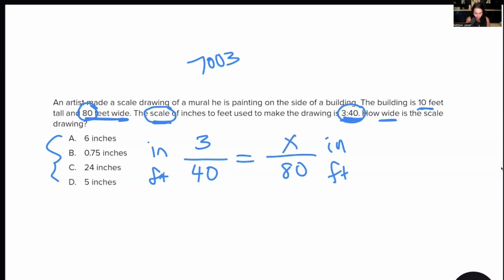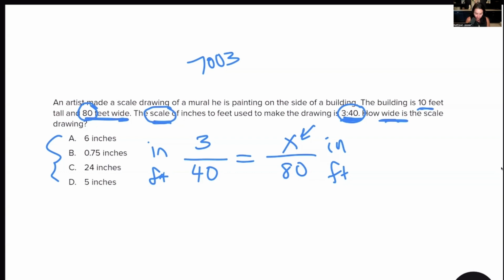An artist made a scale drawing of a mural he is painting on the building. The building is 10 feet tall and 80 feet wide. We have our 80 feet wide because it's asking how wide. The scale of inches to feet used is 3 to 40. 3 inches equals 40 feet. How many inches wide is the scale drawing?